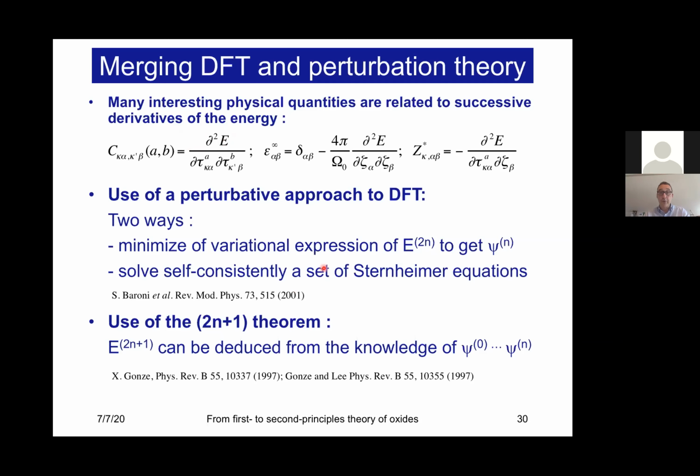Knowing the first order wave function, we can not only access the second derivative of the energy, but even the third derivative of the energy, because there is a 2n plus 1 theorem that teaches us that the derivative of the energy up to order 2n plus 1 can be deduced from the knowledge of the wave function up to order n. And so if n here is 1, you see that you can not only access E2, the second derivative of the energy, but you can even access E3, which means the third derivative of the energy.